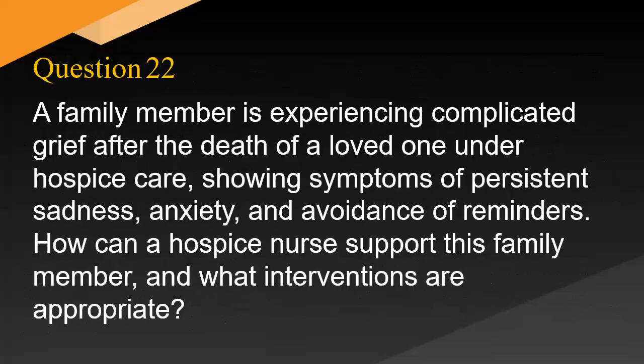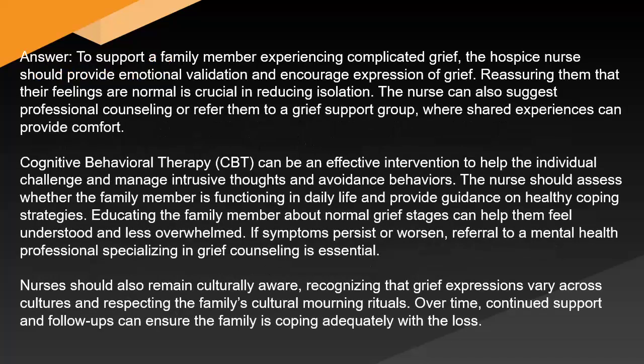A family member is experiencing complicated grief after the death of a loved one under hospice care, showing symptoms of persistent sadness, anxiety, and avoidance of reminders. How can a hospice nurse support this family member, and what interventions are appropriate? Answer: to support a family member experiencing complicated grief, the hospice nurse should provide emotional validation and encourage expression of grief. Reassuring them that their feelings are normal is crucial in reducing isolation. The nurse can also suggest professional counseling or refer them to a grief support group where shared experiences can provide comfort.